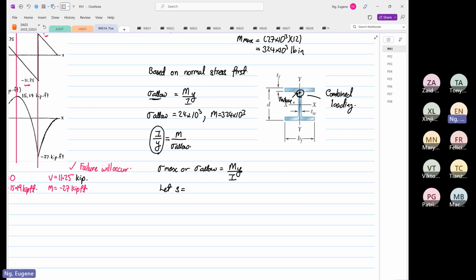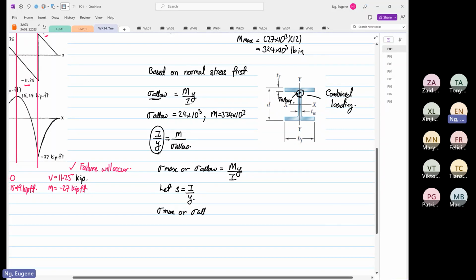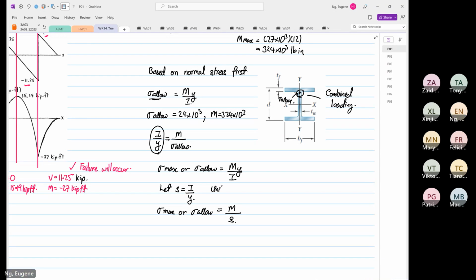Let S, which is equal to I over Y. So the above function where stress max or stress allowable will be equal to M over S. Okay, and if you look at the units, this is in meter cube.